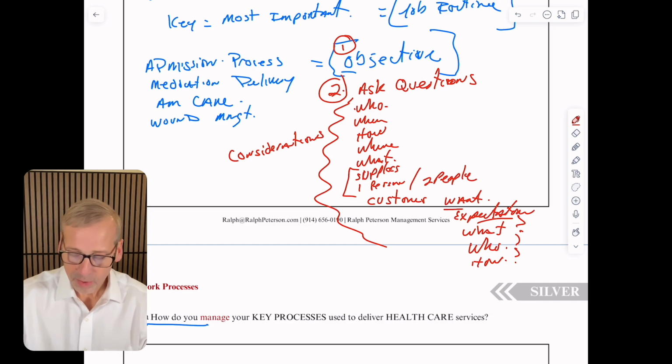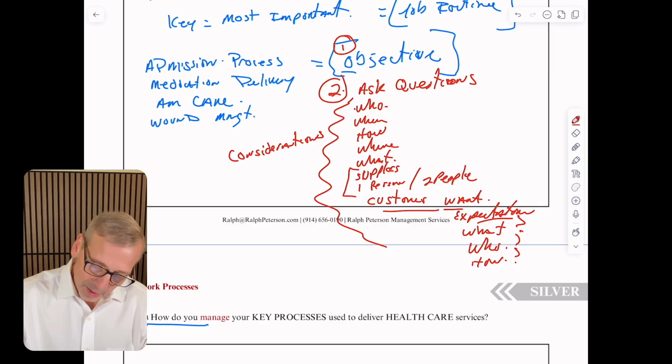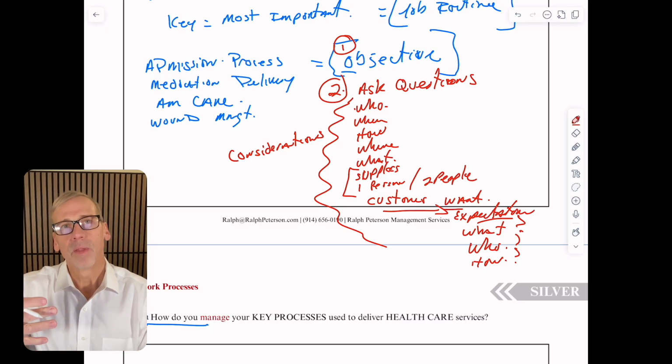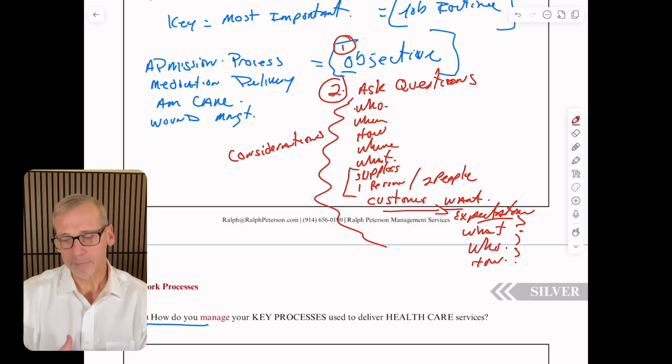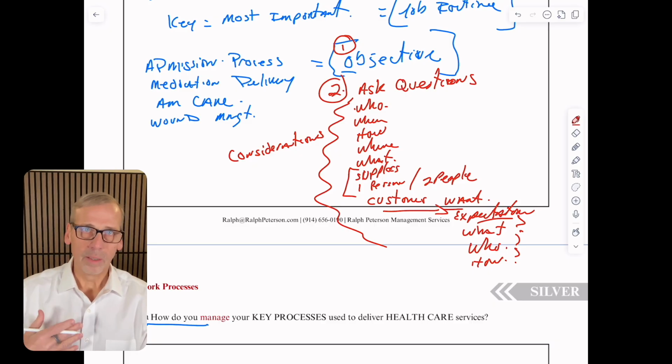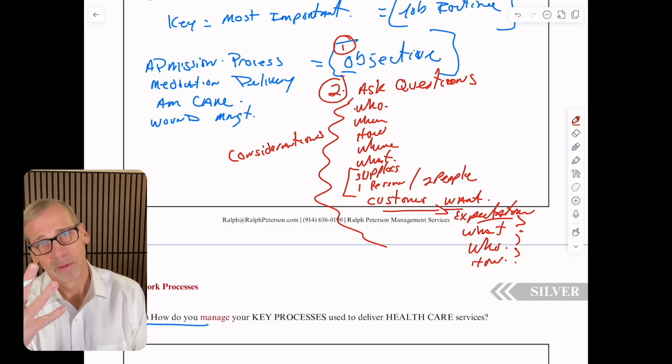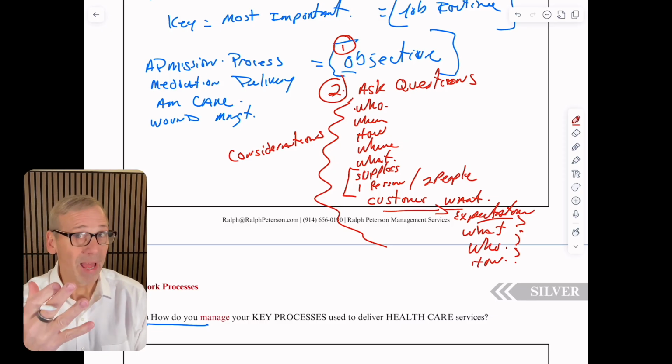Out of here. The idea of, are there any other departments involved? Oh, what an interesting question. Especially when we consider a process like a shower, because there are at least four departments, maybe five.